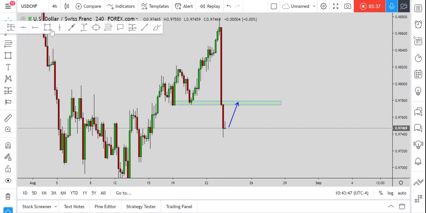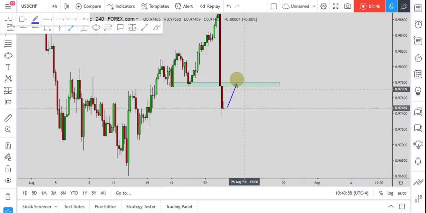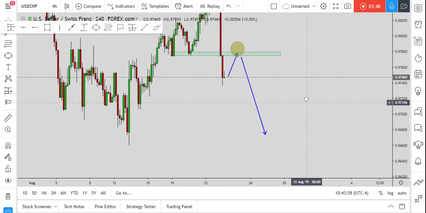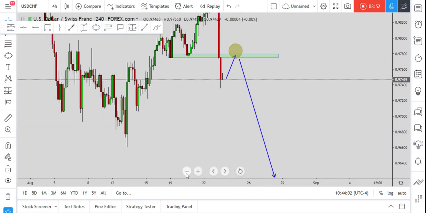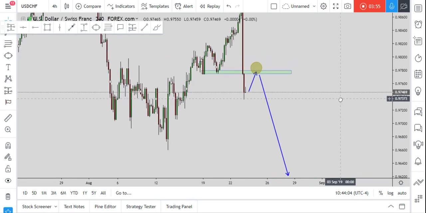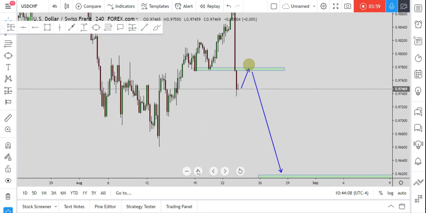I want to see a pullback inside of this area, and I will then be monitoring price action on the 4 hour time frame for a push to the downside all the way to my target from this area here of price. So I want to see the market pull back into that area and then drop to my target zone. This is all for this pair, and I'll see you in the next analysis.